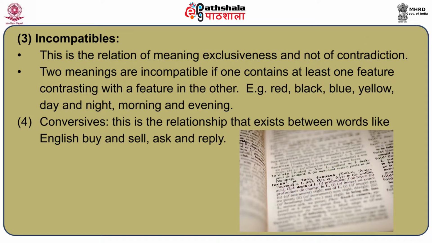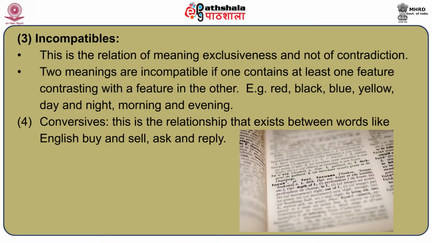Incompatibles. This is the relation of meaning exclusiveness and not of contradiction. Two meanings are incompatible if one contains at least one feature contradicting a feature in the other. Say red, black, blue, yellow, day and night, morning and evening, etc. To say day is to say morning or noon, not morning or noon. Man and woman are incompatible because man has the plus male feature and woman does not have it. Other meanings incompatible with woman are boy, cow, etc., because they do not share the features plus adult and plus human respectively.